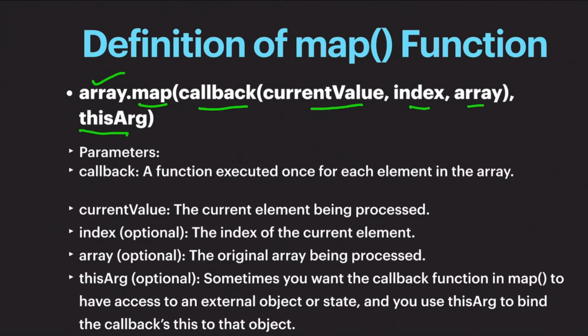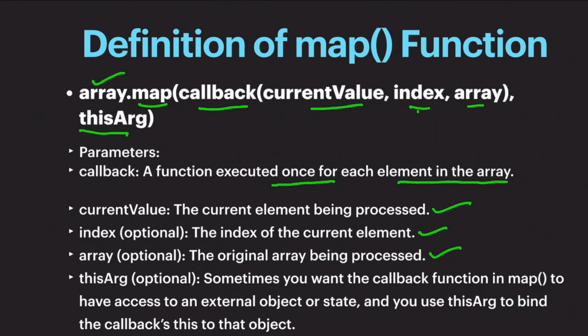The callback is a function executed once for each element in the array, and the current value is the current element being processed. This is the array element. Index is the index of the current element of the array, and array is the original array being processed, on which we are performing our operation. The this argument is optional. Index, array, and this argument are all optional.